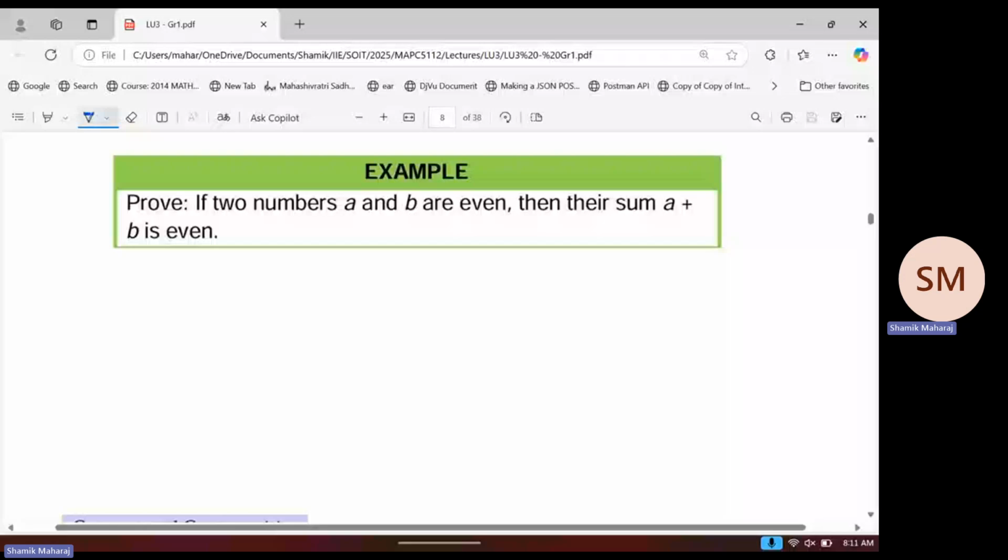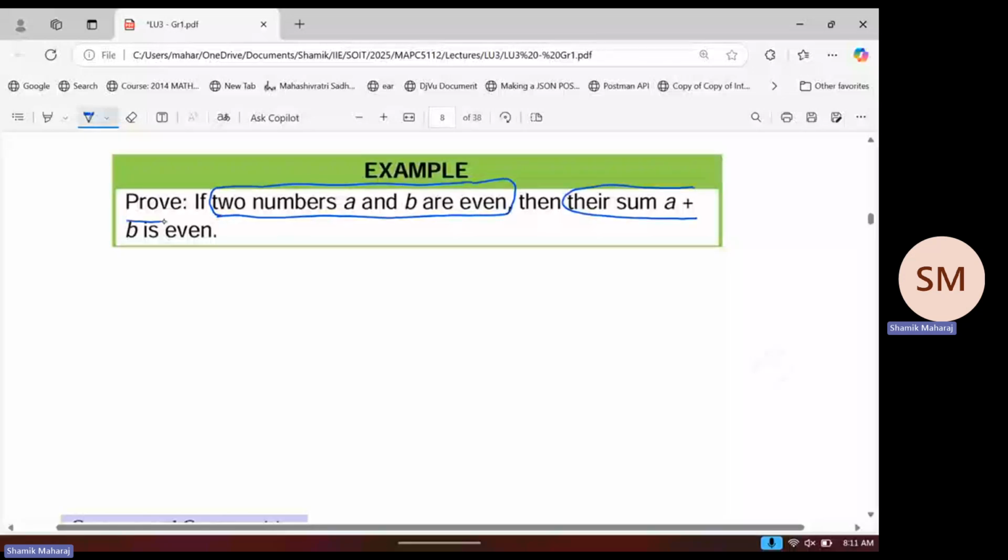Okay, so the implication is: if two numbers A and B are even, then their sum A plus B is even. That's what we need to prove. According to the rule above, we assume P and then from that deduce Q. But first we have to identify what is P and what is Q here. The statements are the things separated by the if and the then. So let's highlight that. If two numbers A and B are even, that's the first part. Then A plus B is even. Those are the two statements. The first one we will call P, as we always do. The second one we will call Q.